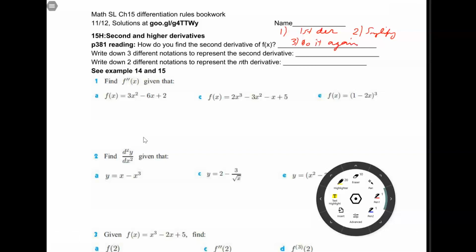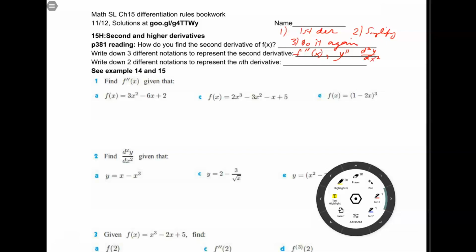Write down three different notations to represent the second derivative. So, you know how f dash of x is the first derivative? Well, f double dash of x is the second derivative. And y dash is the first derivative, so y double dash is the second derivative. And finally, dy/dx is the first derivative, d squared y over dx squared is the second derivative. So those are three notations you can use to represent the second derivative.